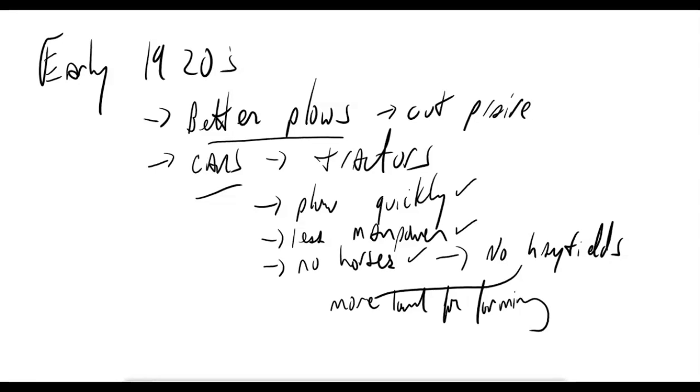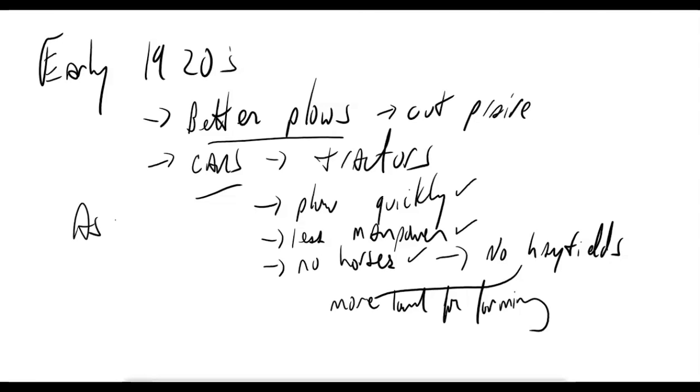So if you put it all together, what happens in the early 1920s? Farming is becoming more efficient. It's opening up all new kinds of property and land. There's more and more land that can be farmed. It's producing more and more produce, more wheat, more corn, more oats, more barley, more of all of that stuff out of the farm.